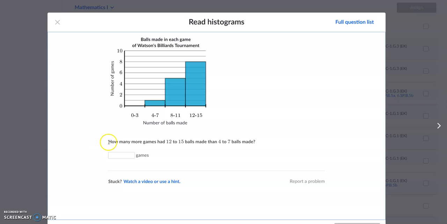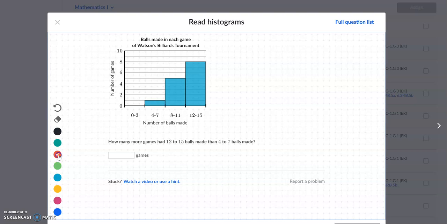So our question is: how many more games had 12 to 15 balls made than 4 to 7 balls made? We have to compare the 12 to 15 category with the 4 to 7 category. Okay, so I think we should be able to draw on here. Here we go. The 12 to 15 category had 8 total. And the 4 to 7 category had only 1.